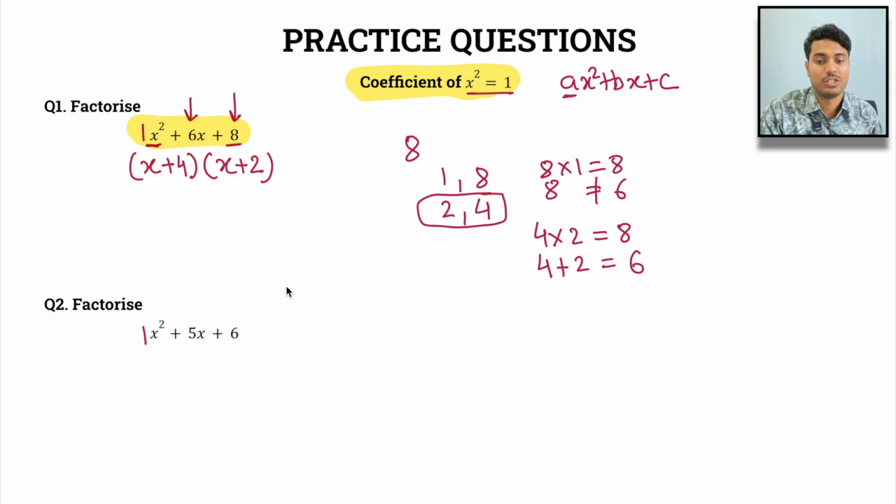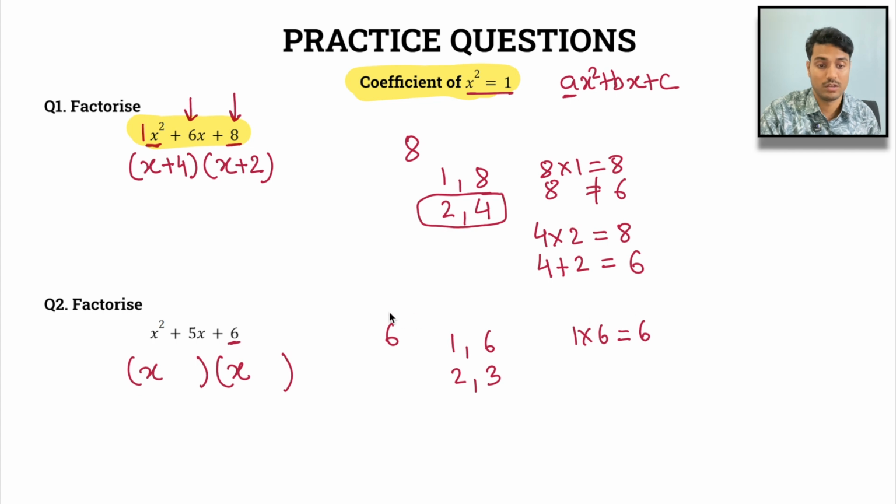Similarly, with the same approach, we will check the second one as well. It says factorize x squared plus 5x plus 6. What we have to do is directly check the possible factors of the constant 6. So it is going to be 1 and 6, 2 and 3. So let's check. Again, I'll write x here and x here. Now I have to check whether I can use 1 and 6 or 2 and 3. If I use 1 and 6, 1 into 6 is 6, which is possible.